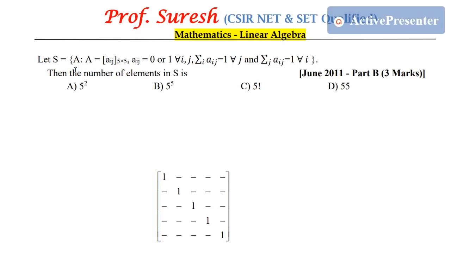Let S be the set of all 5 cross 5 matrices A such that A_ij equals 0 or 1. That means the only entries are either 0 or 1. And summation A_ij equal to 1, that is row sum equal to 1 and column sum equal to 1. Then find the number of elements in S. The question is, how many matrices are there satisfying these conditions? The entries must be either 0 or 1. Each row sum must be 1 and each column sum must be 1.